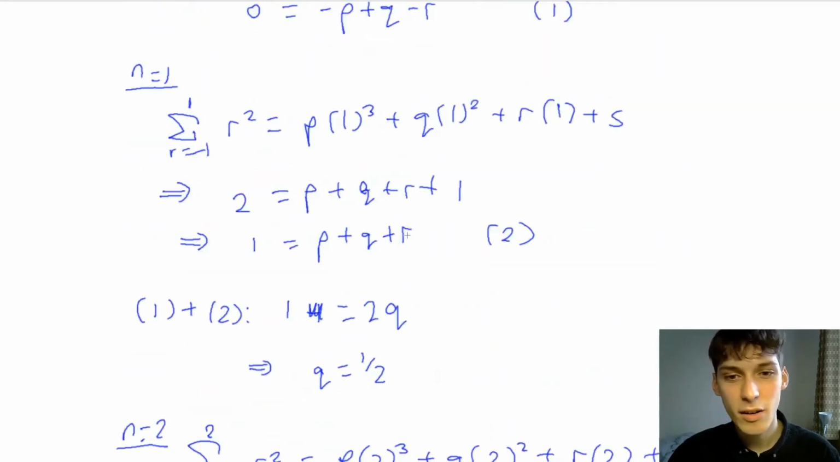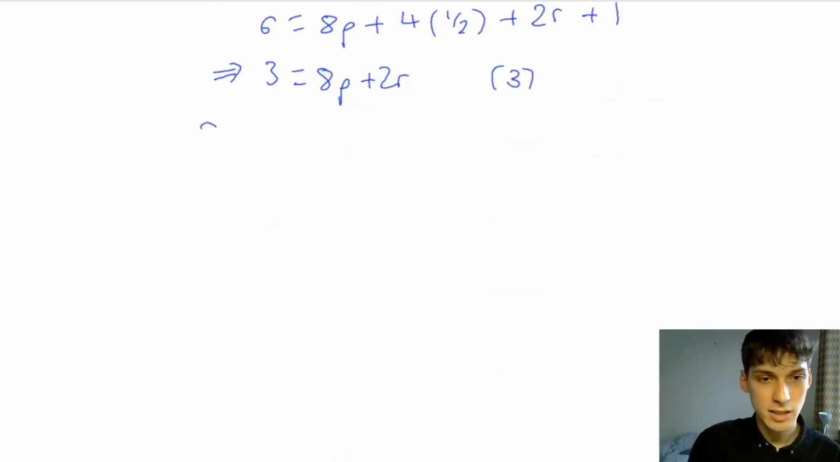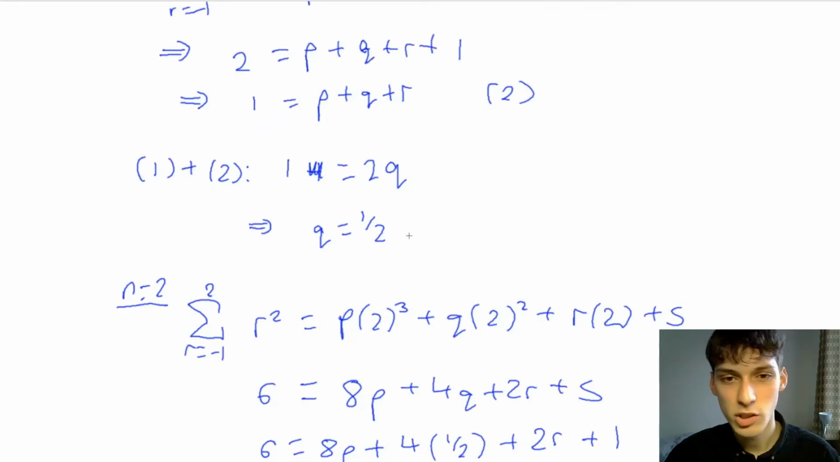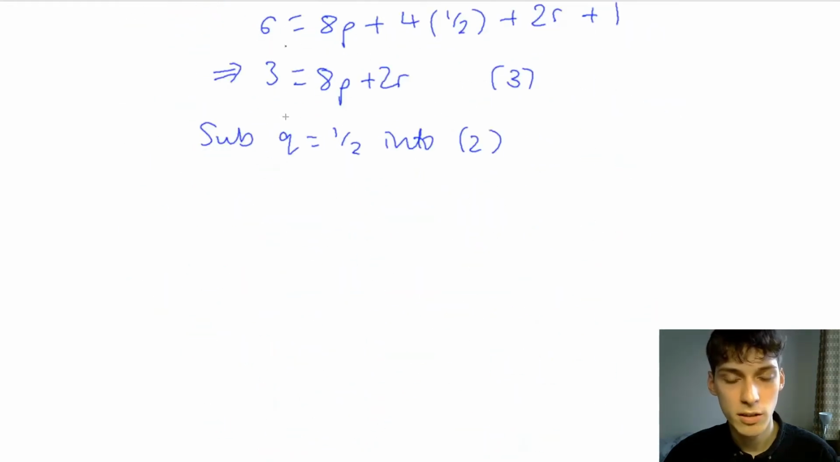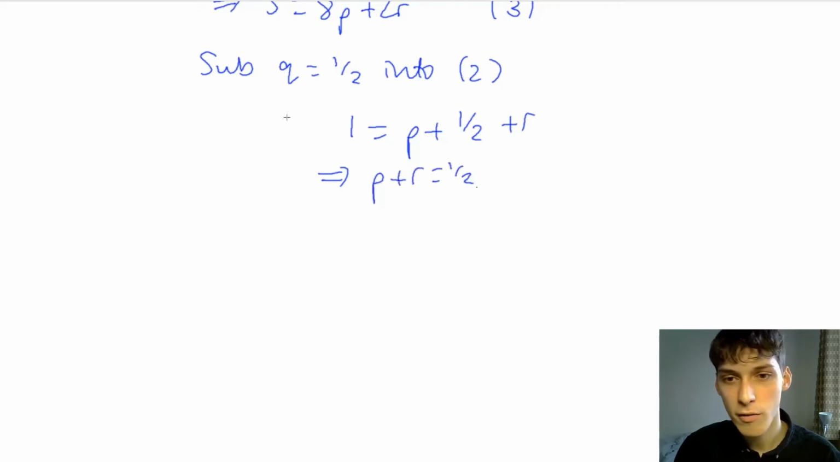And actually, in equation 2 or equation 1, we can eliminate q. So let's eliminate q, i.e. substitute in q is equal to a half, and get ourselves two equations of just p and r. So let's sub q is equal to a half into, let's say, 2. Let's just remind ourselves what 2 was. 2 is 1 is equal to p plus q plus r. 1 is equal to p plus a half plus r, which gives p plus r is equal to a half.